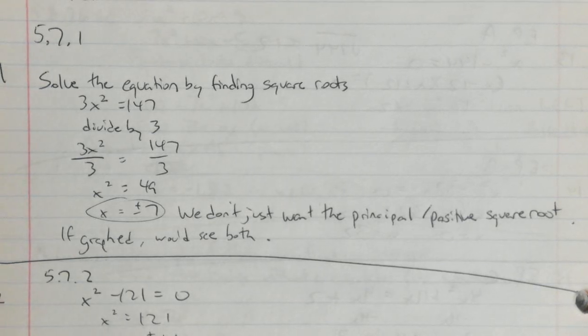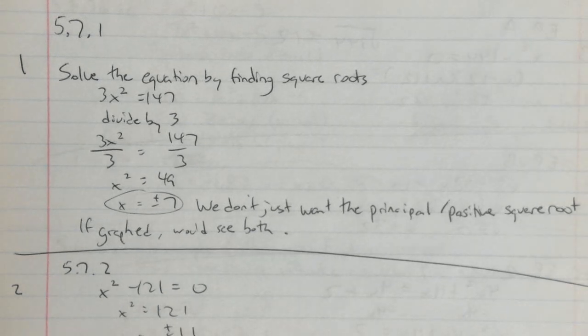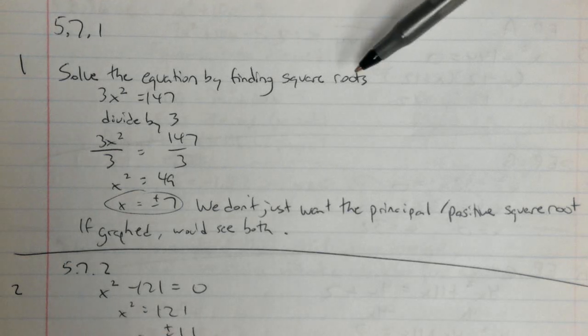So on this one, one of the things we're going to be doing is solving by finding square roots. We're also going to complete the square, and there are also some review-type problems about finding the vertex, focus, directrix, etc. So let's get started. To start with, it says solve the equation by finding square roots.